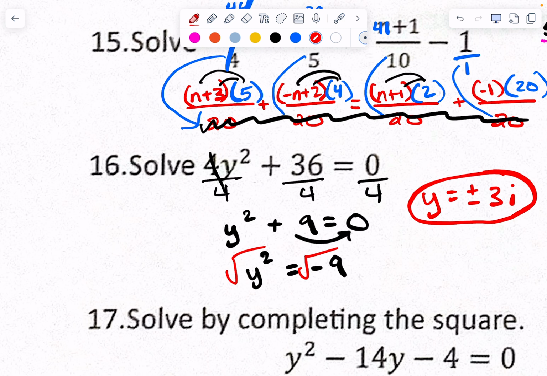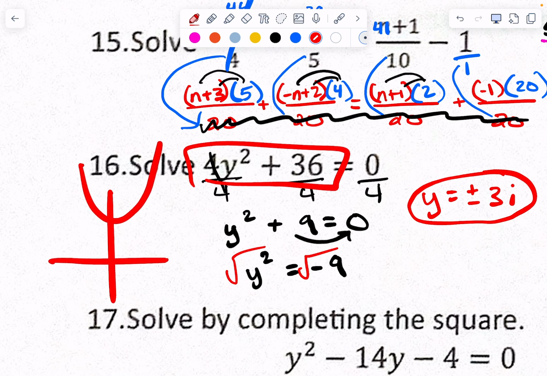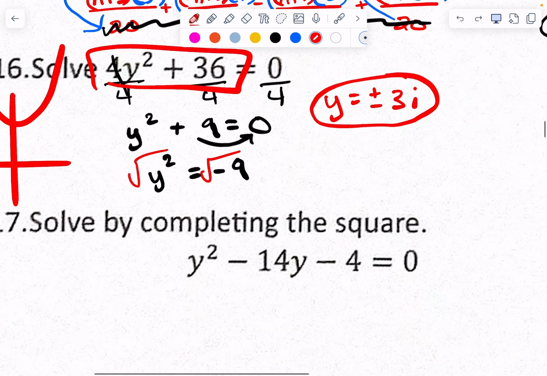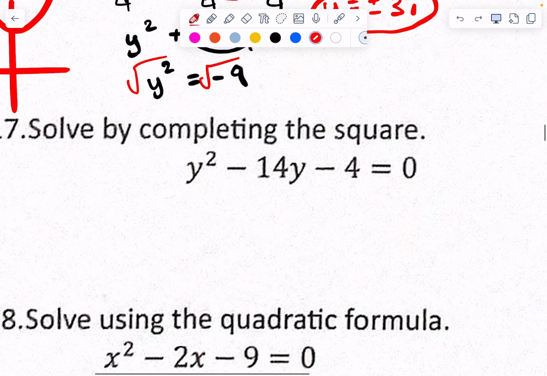It doesn't actually hit. This guy, 4y squared plus 36, is like a parabola that's all the way up here, right? So he's not going to hit. Now, we divided the 4 first. You could have waited to divide the 4 until you subtract the 36 over. That would work. Whatever. Plus minus 3i. Got it. Okay, completing the square.